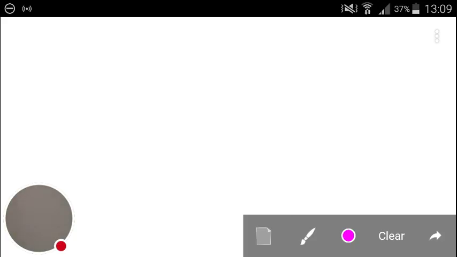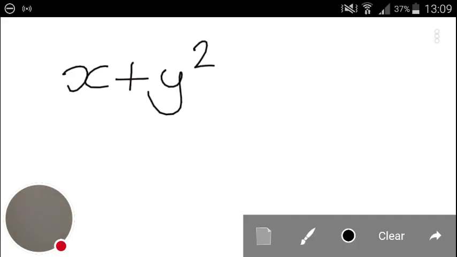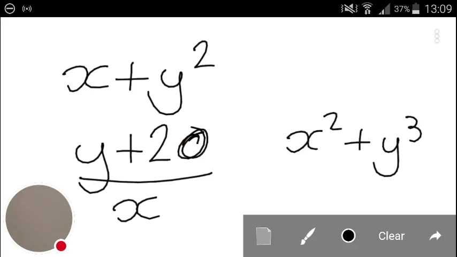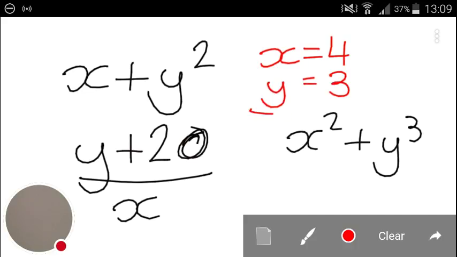So I have question one: x plus y squared, 20 over x, and x squared plus y cubed. Now we're going to do all these for the same value, just to save screen space, and we're going to give it as x equals 4 and y equals 3. So if you can spend the next 3 minutes working on those three questions, we'll then talk our way through it.